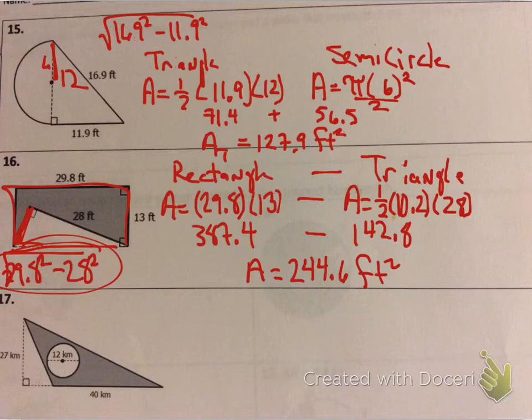Okay, so for this next one, I've got everything here. So I've got a triangle. I should be writing the word triangle. Triangle and a circle. Okay? And I'm going to subtract the circle from the triangle.